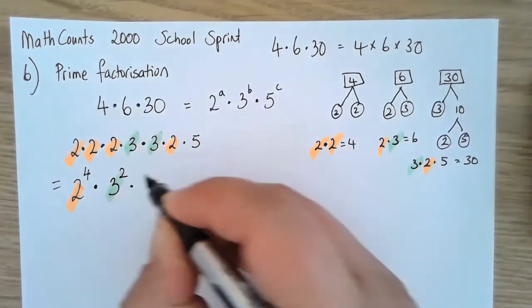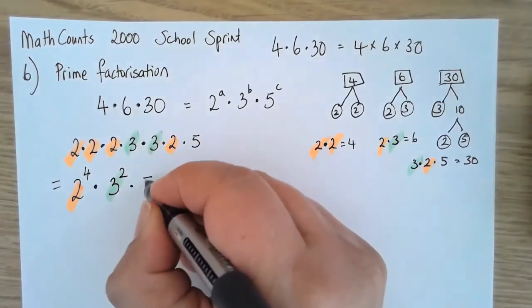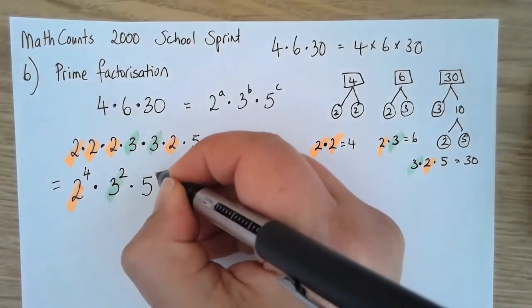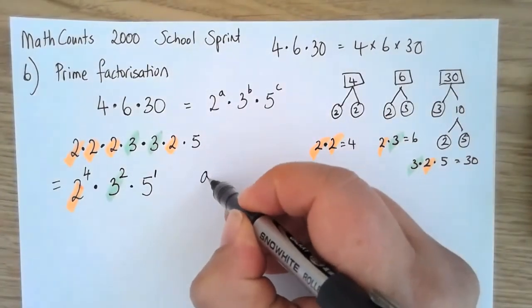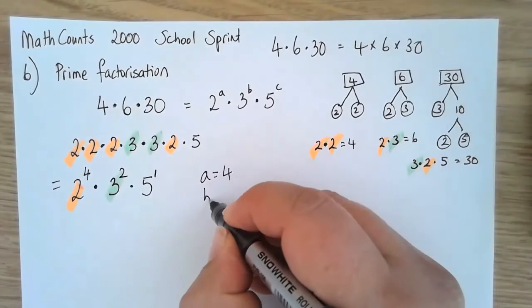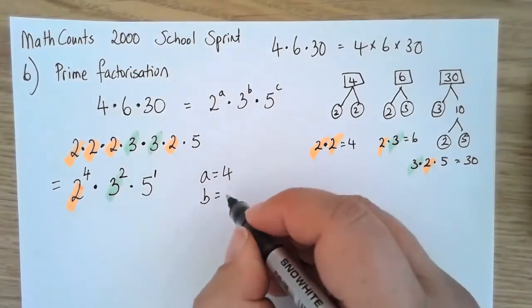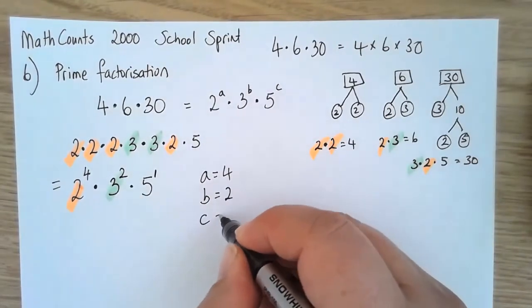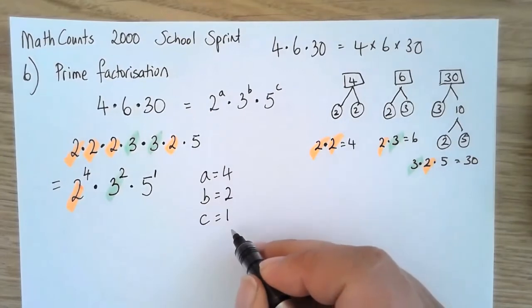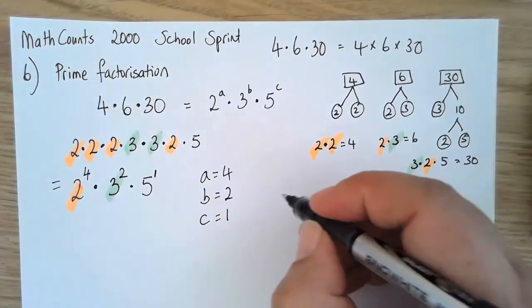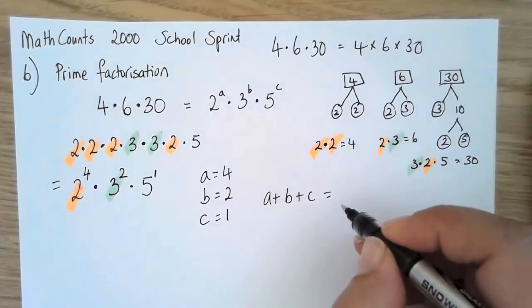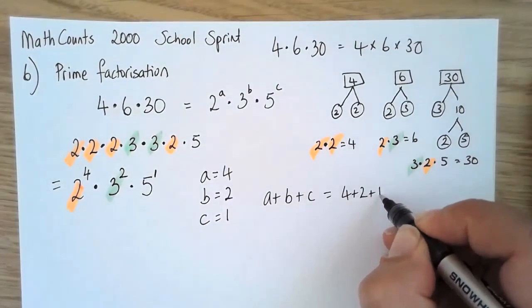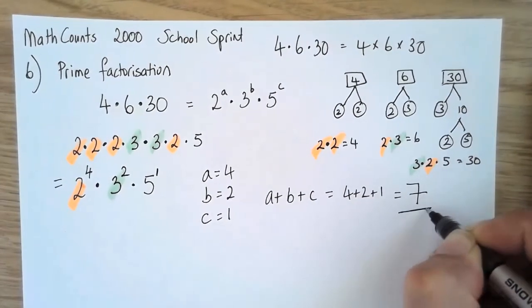That goes there. How many 5s? Well, I've got 1. So I don't have to, but I can put a 1 there. In this case, it makes sense because then we know that A is 4, B equals 2, and C equals 1. If we forget about the 1, then we make the answer 6 when it needs to be 7, because A plus B plus C equals 4 plus 2 plus 1, which equals 7. And that's the answer.